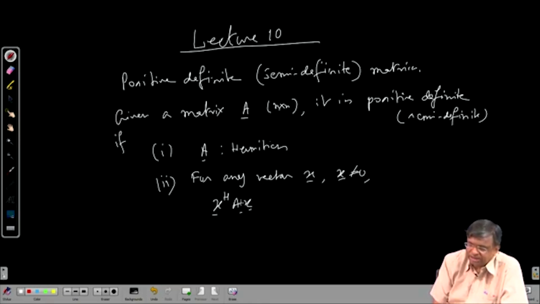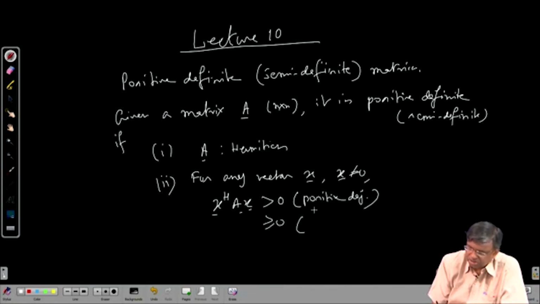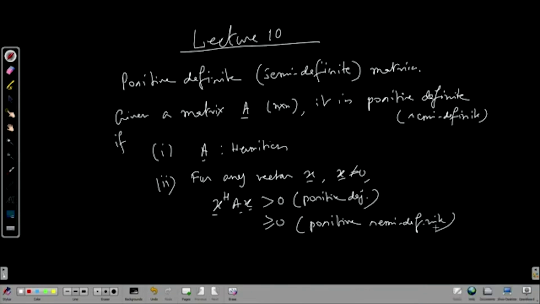Now, for any vector x, if this real number is greater than 0, then it is positive definite. And if it is greater than equal to 0, it is positive semi definite. All right. This is a special class of Hermitian matrices.